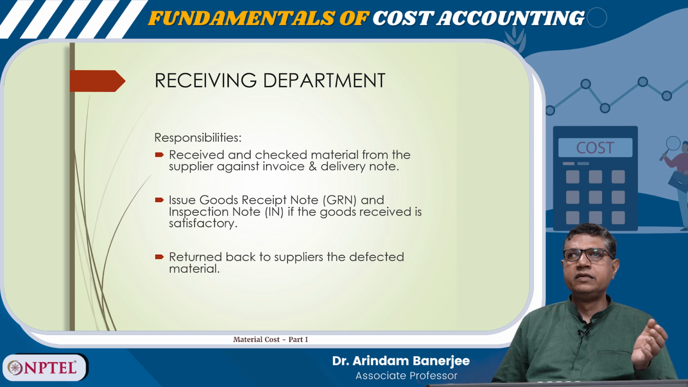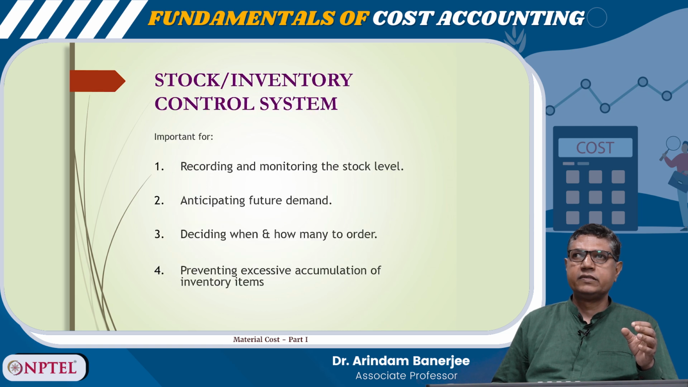The receiving department receives and checks material from supplier against invoice and delivery note, issues GRN, goods receipt note, and inspection note if the goods received are satisfactory, and returns the defective material back to suppliers. So, when the supplier sends the supply, the receiving department ensures that it is of the particular quality, and that the quantity mentioned in the purchase order is also satisfied.